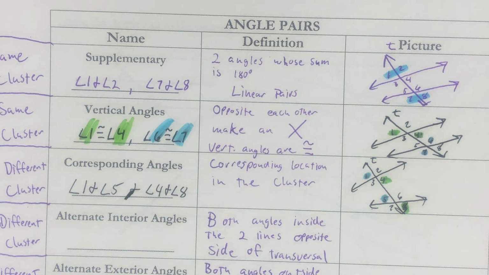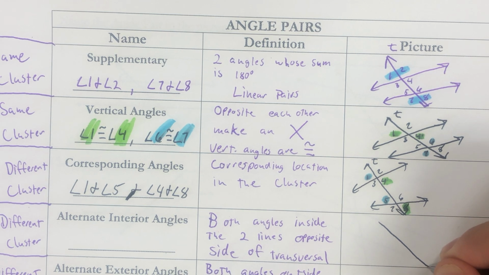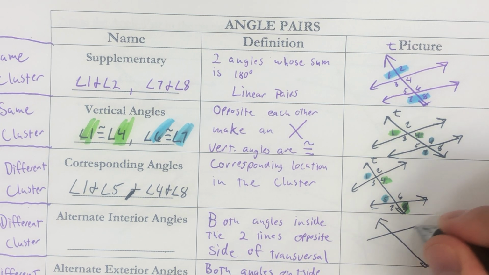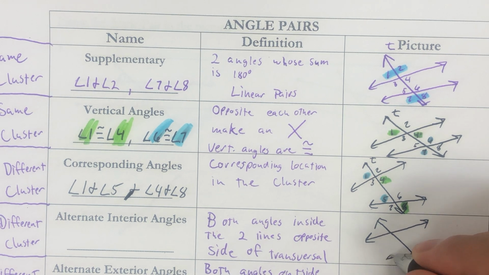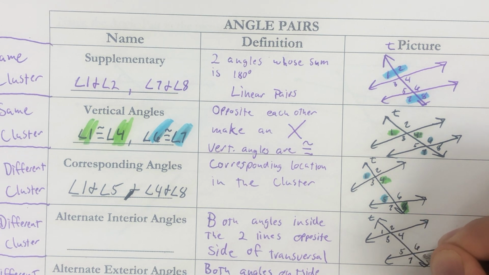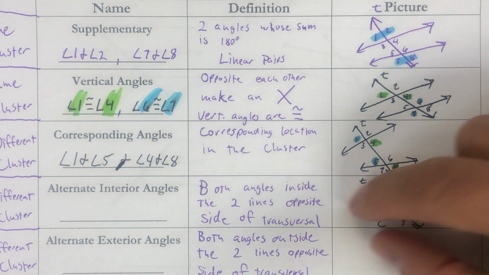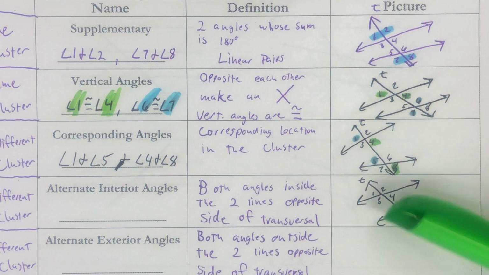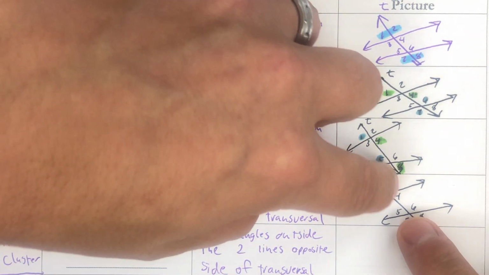All right, alternate interior angles coming up next. With our alternate interior angles, those are going to be in different clusters as well. So here's our transversal T, angle 1, 2, 3, 4, 5, 6, 7, 8. Alternate interior angles are in different clusters. They're both inside the two lines. So when I think inside of the two lines, here's my two lines. Inside would be angles 3, 4, 5, and 6. Okay, those are all inside. They're on the interior. 1, 2, 7, and 8, those are on the outside.